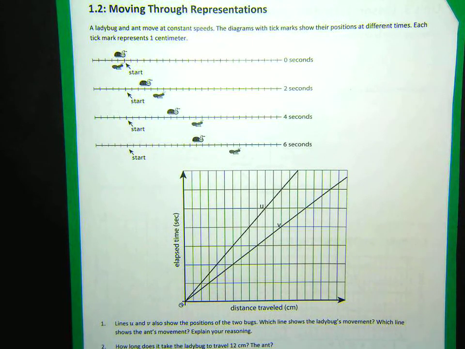So this says a ladybug and an ant move at constant speeds. The diagram with tick marks show their position at different times. Each tick mark represents 1 centimeter.